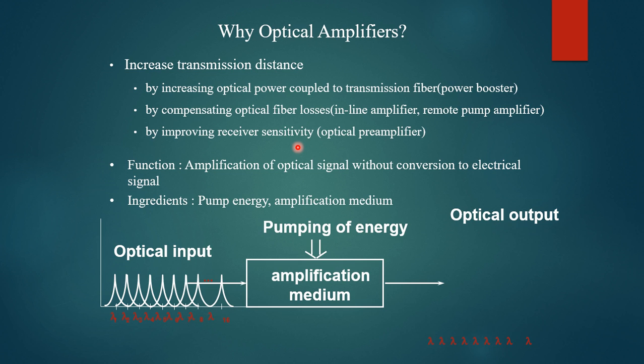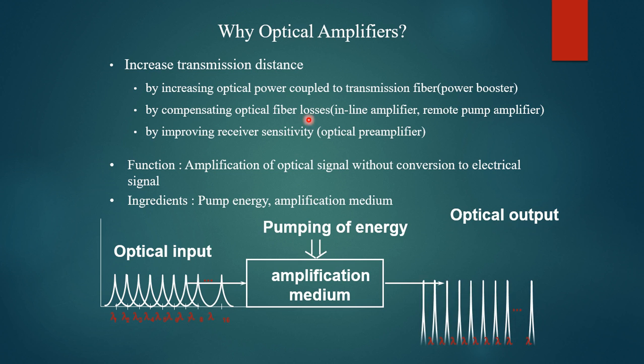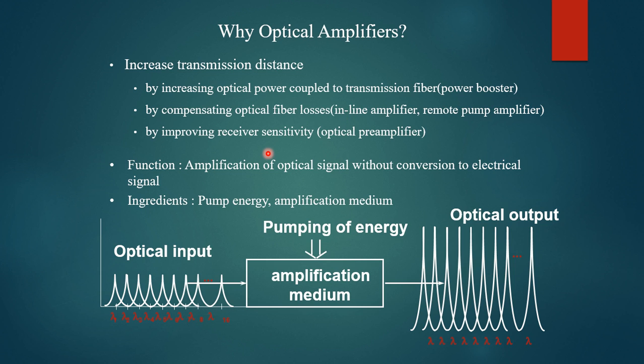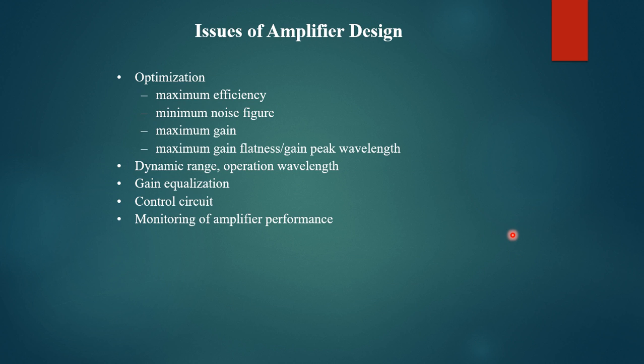The second major function of an optical amplifier is that we can amplify the optical signal without converting it to electrical signals. The main ingredients are pump energy and an amplification medium. So here we have the optical input and a pumping energy, we have an amplification medium here, and we get an optical output.